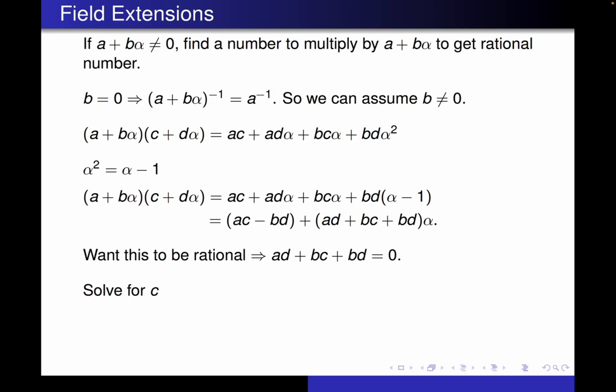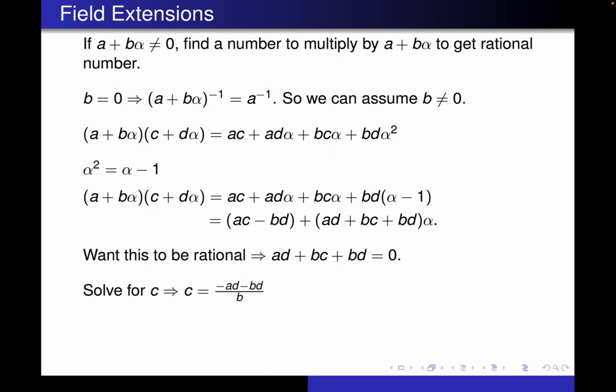One nice thing that happens when we solve for C is that, remember, B is non-zero. At least we're assuming B is non-zero for this part of it. So when we solve for C, we can divide both sides by B. The B being in the denominator is not going to hurt us because it's non-zero. So we end up with negative AD minus BD all over B.